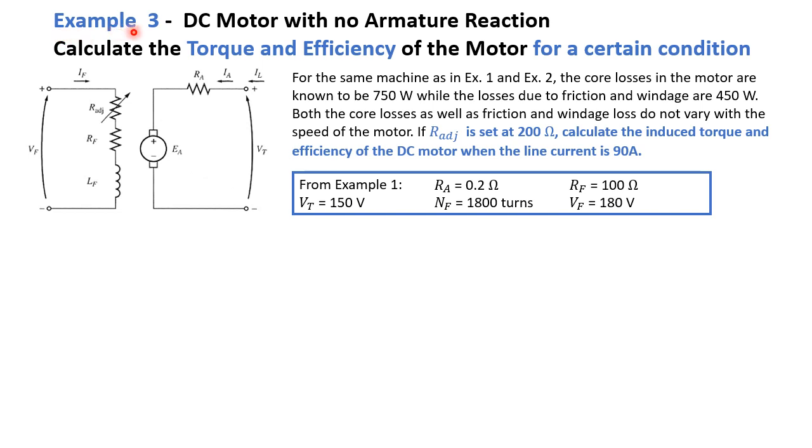Now we're moving on to the third example. We have a separately excited DC motor. There are compensating windings, so there's no armature reaction, and this time we're going to calculate the torque and efficiency of the motor for a certain condition. When we do DC motor analysis, normally what we want to calculate is the speed, the torque, and the efficiency. So we're going to continue with the same machine as in example 1 and example 2, where we had these parameters of the DC motor.